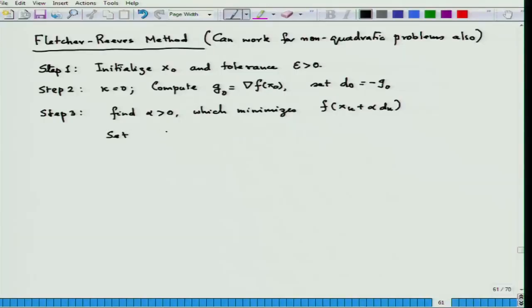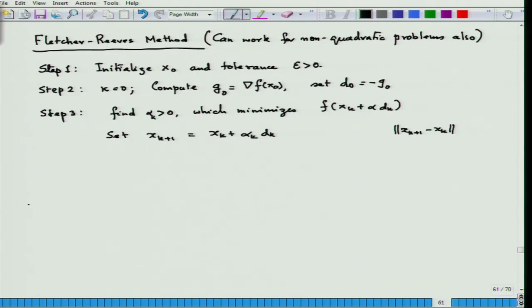And once you have done that, that is alpha k. So, basically find alpha k which minimizes this. Your next iterate x k plus 1 is x k plus alpha k d k. I really do not know the solution, but when the distance between x k plus 1 and x k becomes very, very small, that is, we are basically coming near the solution.